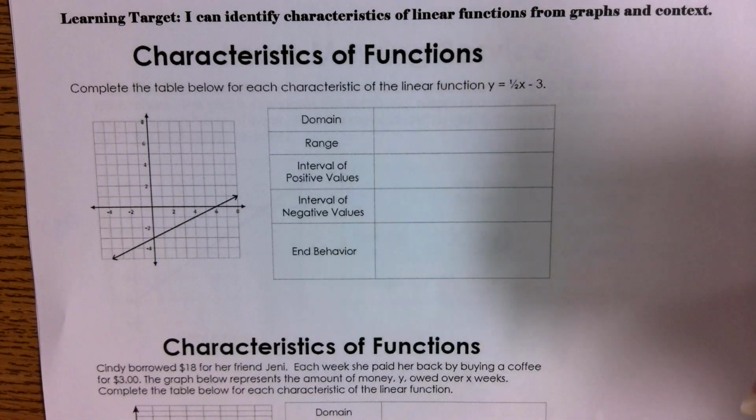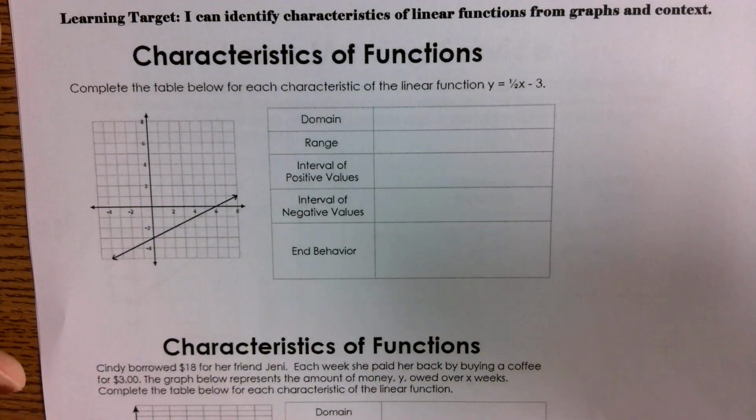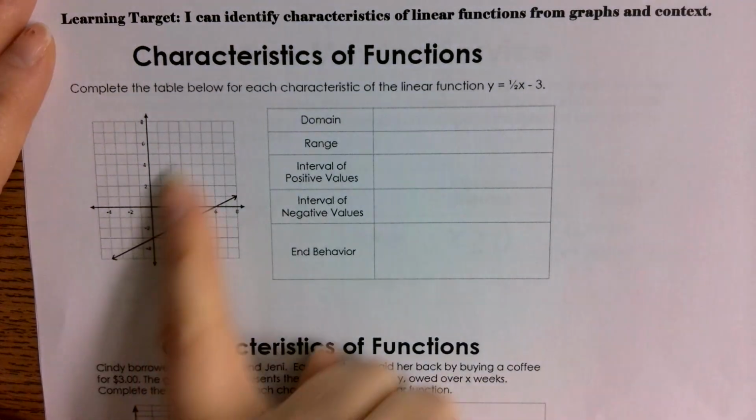If they give you context, when they're asking for domain and range, you should always indicate what it represents as well. So there are very specific characteristics that you can describe when you're given context versus when you're not. So let's take a look first.